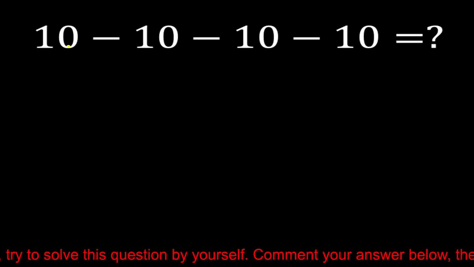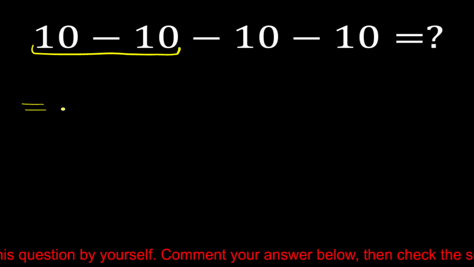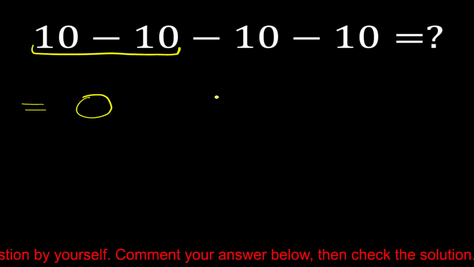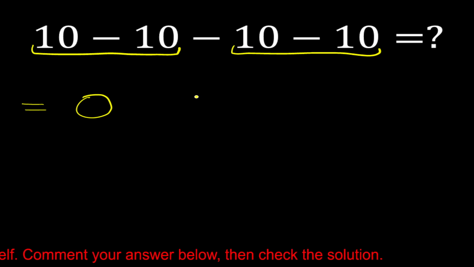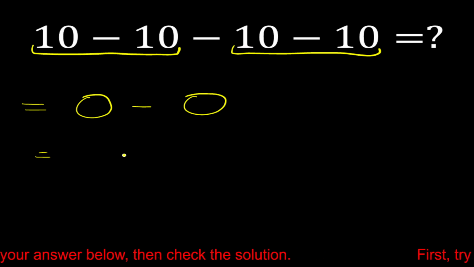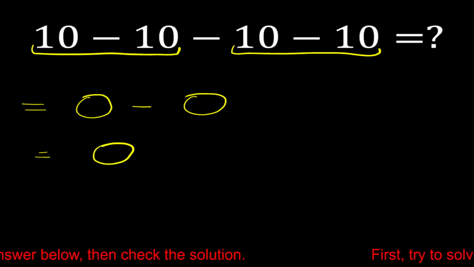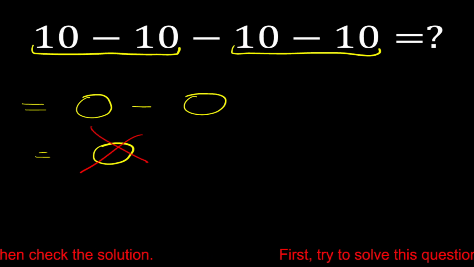So, most people solve this question like 10 minus 10 is equal to 0. Then again, 10 minus 10 is equal to also 0. Now 0 minus 0 is equal to 0. Okay, but this answer is not correct. This answer is completely wrong.